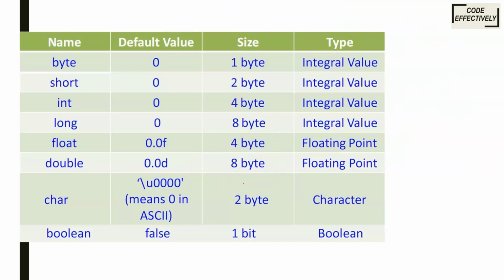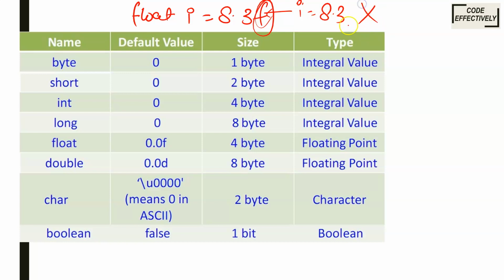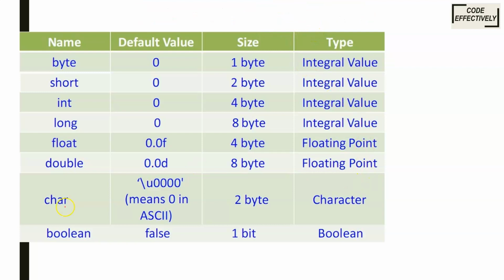And whenever you are using float, in order to signify it, you write float i is equal to 8.3f. This f indicates that you are using the float type of data. If you write float i is equal to 8.3 without the f, it will give a compile time error. You have to write 8.3f. This is quite important. And character is quite easy. You can store char ch is equal to 'a', so it will store a.